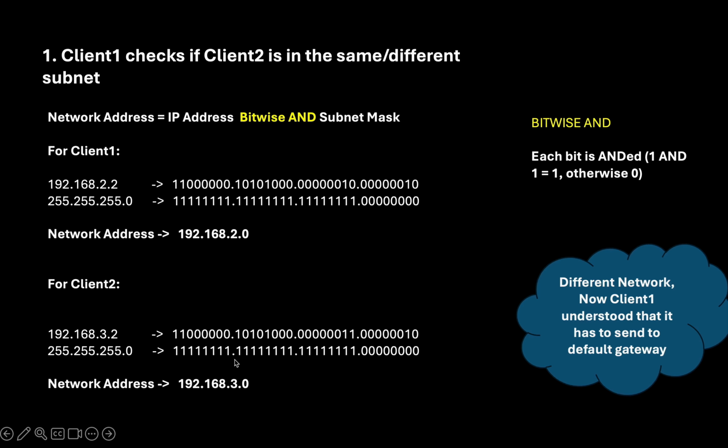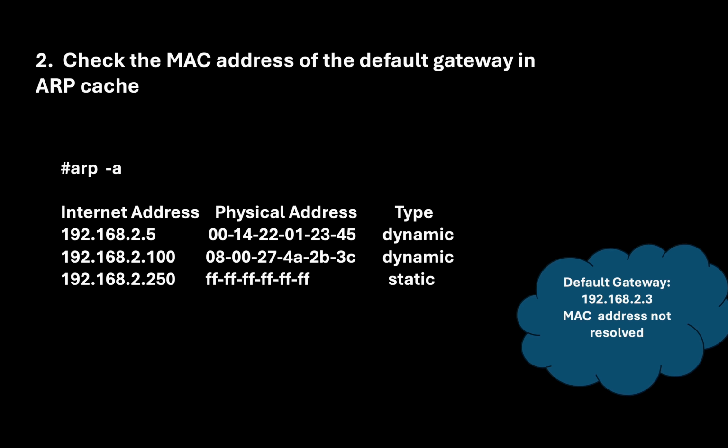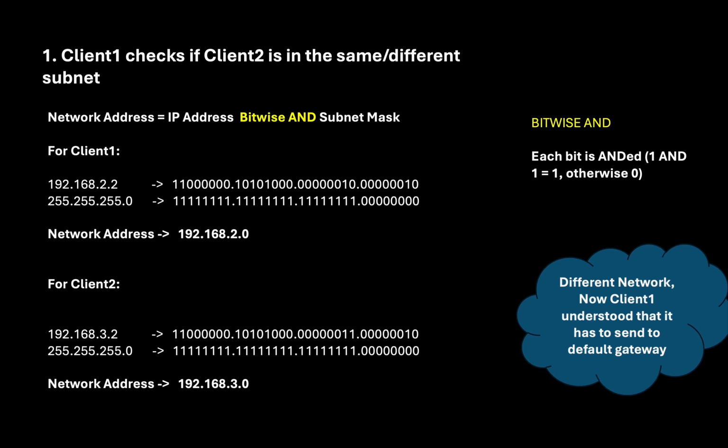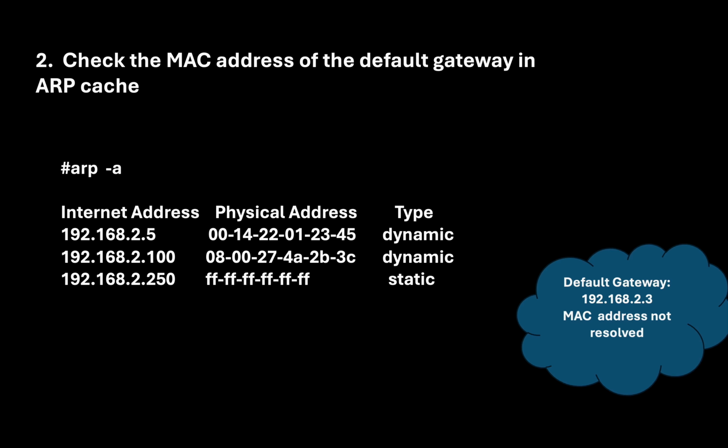So what client 1 will do is, it will send it to the default gateway. But wait, how will you send it to the default gateway if you don't know the MAC address? We know only the IP address of the default gateway, right? We need to know the MAC address of the default gateway. In that way only you can actually send the packet in a physical medium.